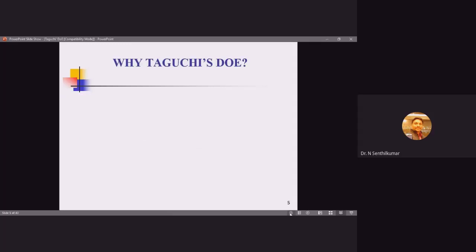Then why Taguchi's DOE? There are many other techniques available: full factorial technique, RSM, response surface methodology. In RSM, you can have different designs: Box-Behnken design, central composite design. In the central composite design, we have a rotatability concept, that is alpha. We call it rotatability. By changing the value of alpha, we can change the values of the input parameters. That is the way in which we search the design space for the optimal conditions.